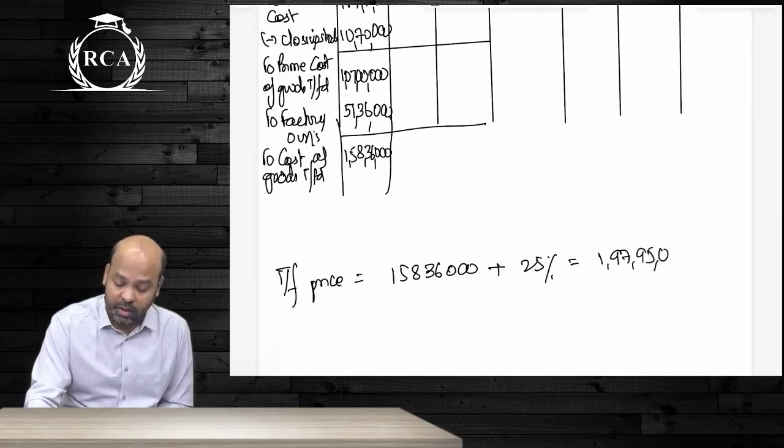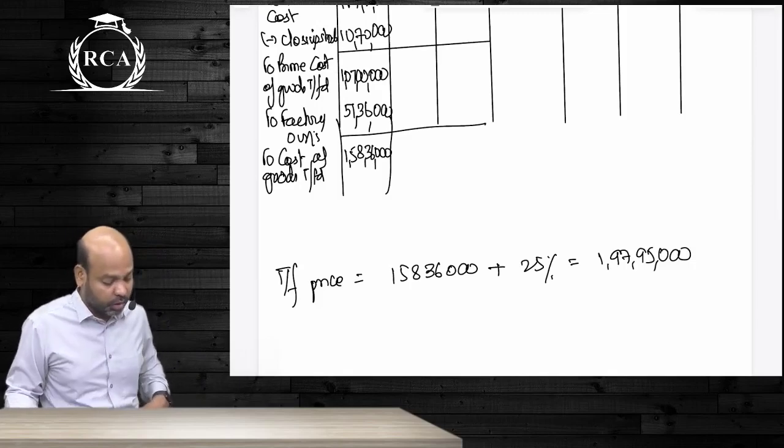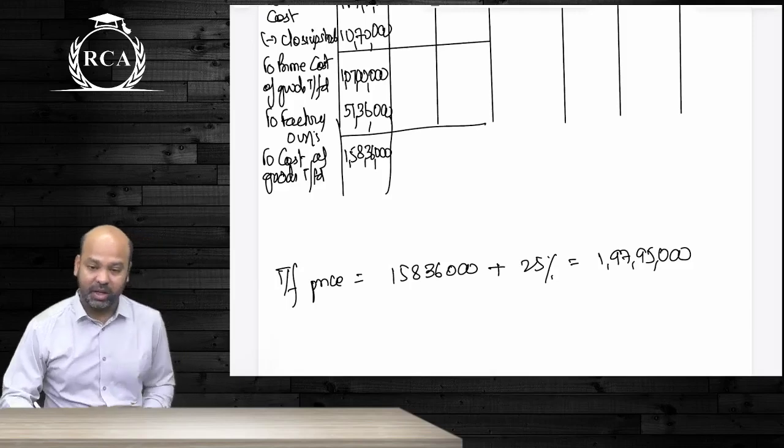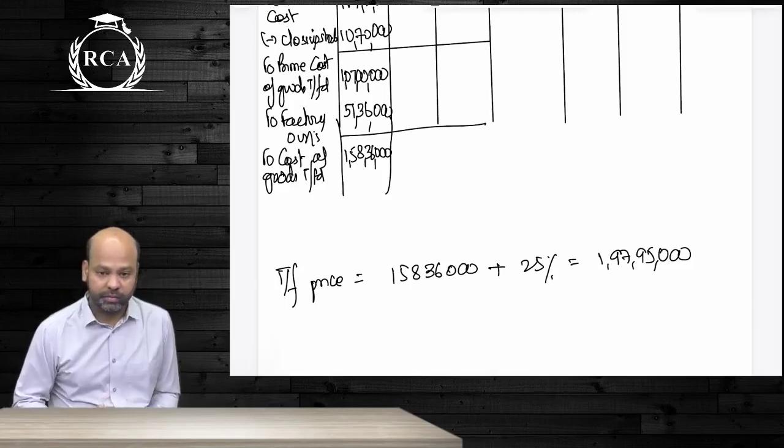They've asked us to arrive at the value of the goods that are transferred, guys, from process 1 to process 2. This is the transfer price value, 1 crore 97 lakhs 95,000. Are we all understanding this?